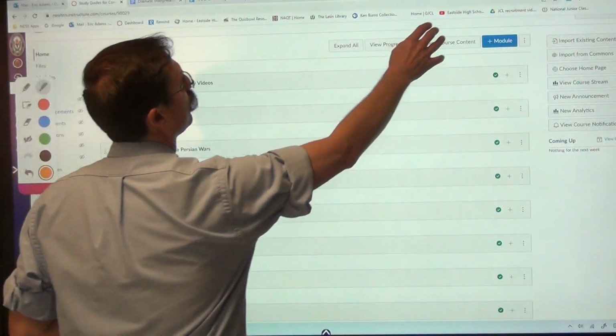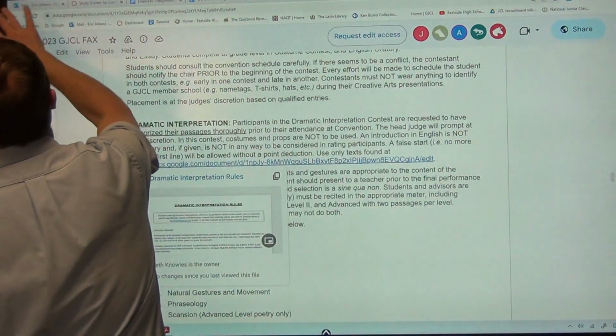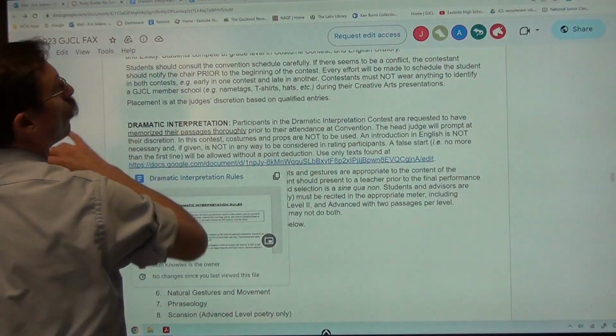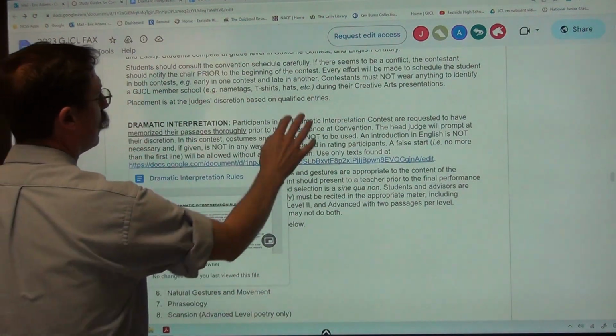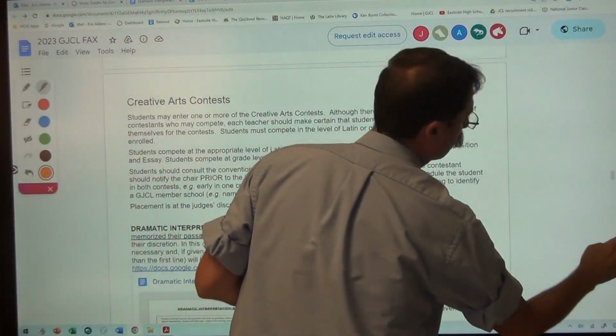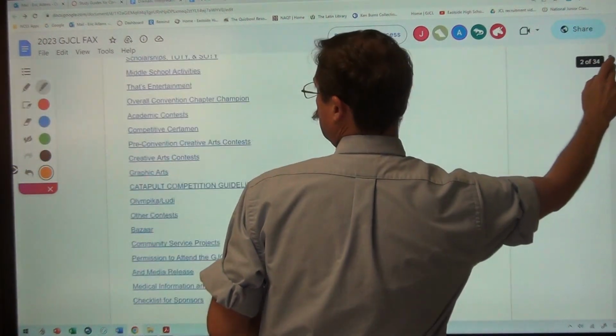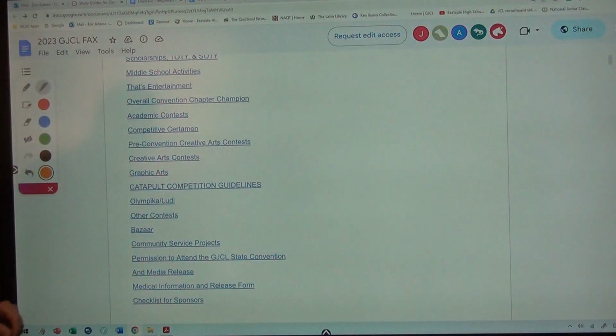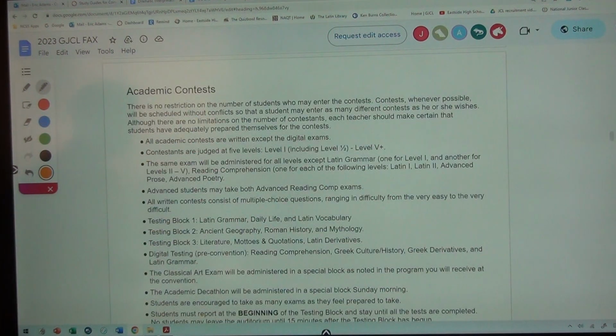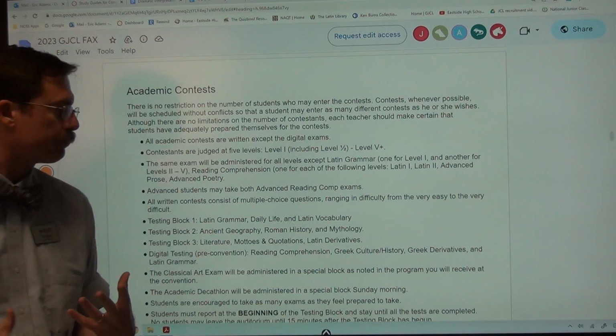Academic contests, and we can go back to the facts, and hopefully it will cooperate and not go that slowly. There it is, and so I want to go all the way back up to here, and again, this is the second page of the facts. If you click on academic contests, the academic contests are essentially tests that you take.